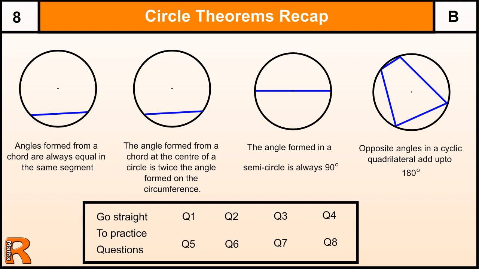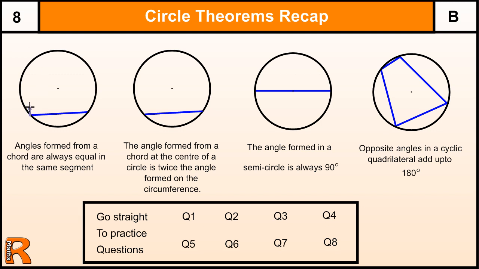To start with, we're just going to recap on the rules that we should know about circles. Okay, so I've got them started here. So the first one, angles formed from a chord are always equal in the same segment. Now a lot of these rules are quite wordy, but essentially they're very basic things.